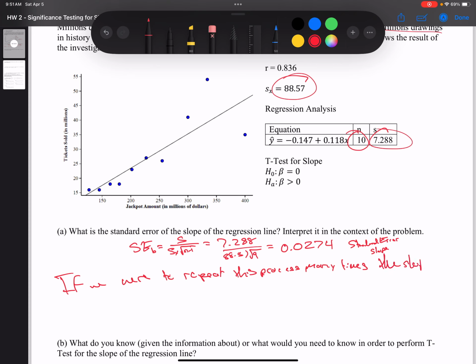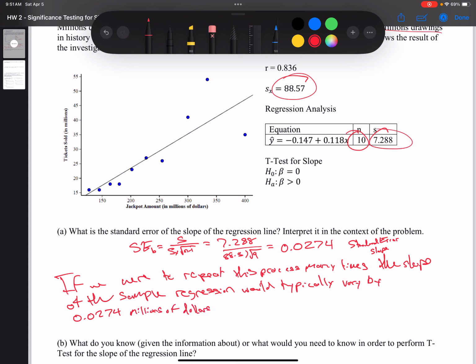then the slope of the sample regression equation would typically vary by 0.0274. And this is the slope, so that would be millions of dollars per millions of sales. Sorry.